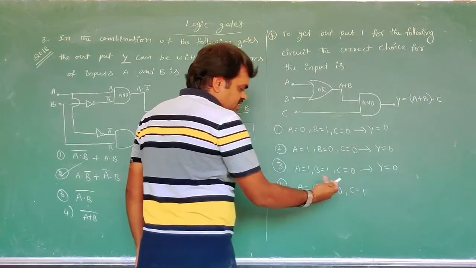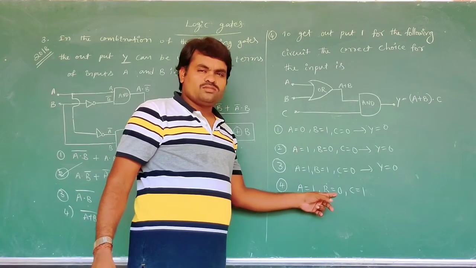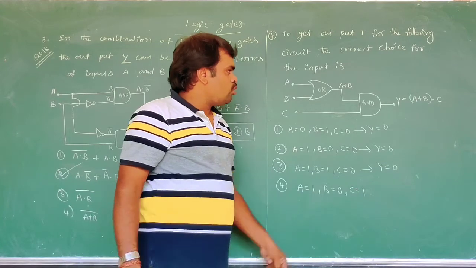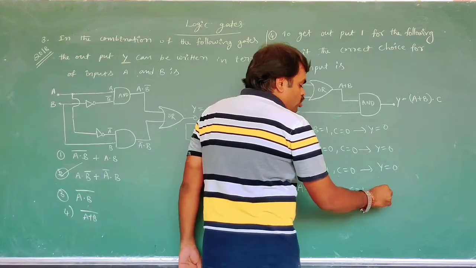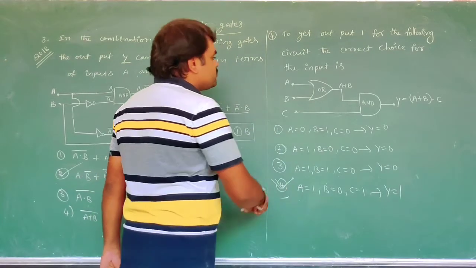Now we are checking that here A is 1. 1 plus 0, the OR operation, is 1. C is 1. 1 into 1 is 1. That's why the output is 1 for the fourth option only.